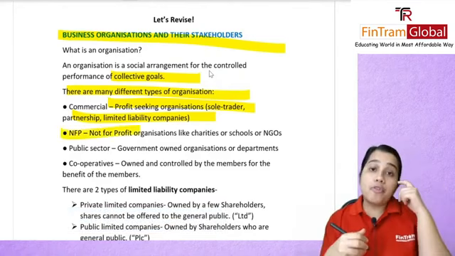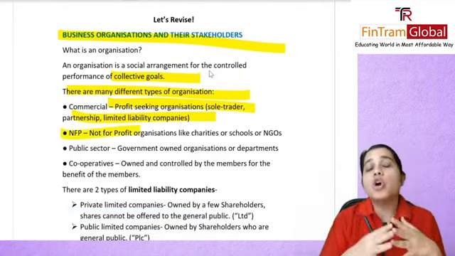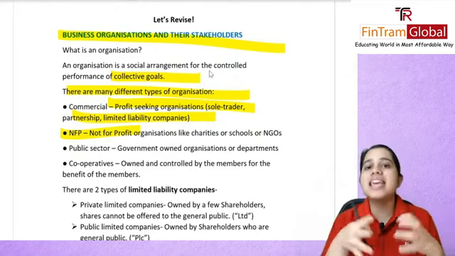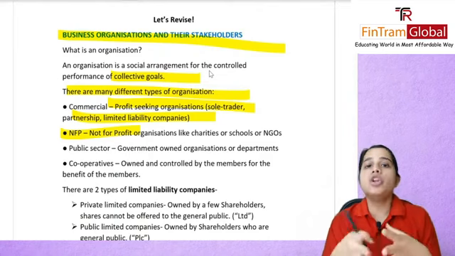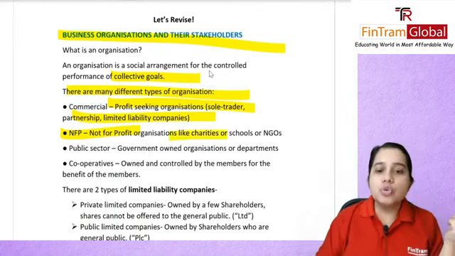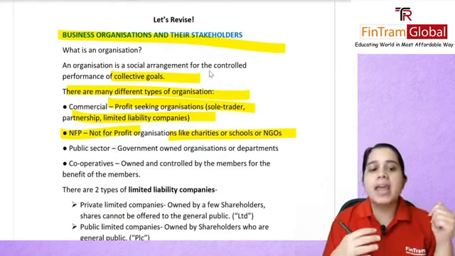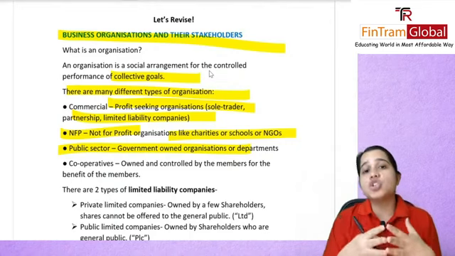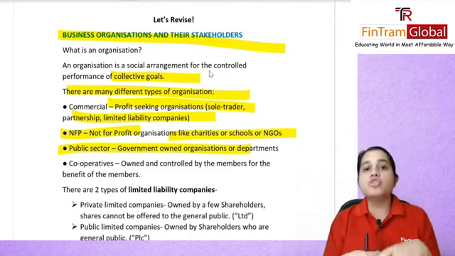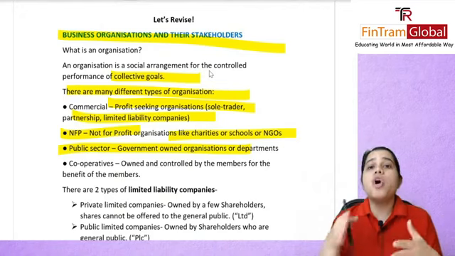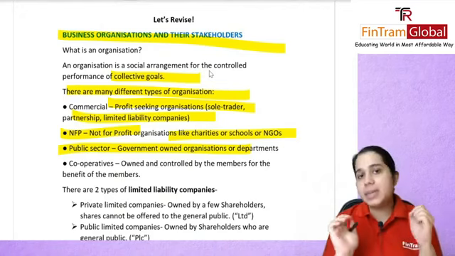Then another type of organization was NFP, or your not-for-profit organizations. As the name suggests, they exist primarily not to make profit. Examples of these are your charities, your schools, or any NGO. Then in your public sector, you had your government-owned organizations or departments, those organizations which are controlled or owned by the government. You know, there's police, there's military. So they will all fall under the category of public sector.